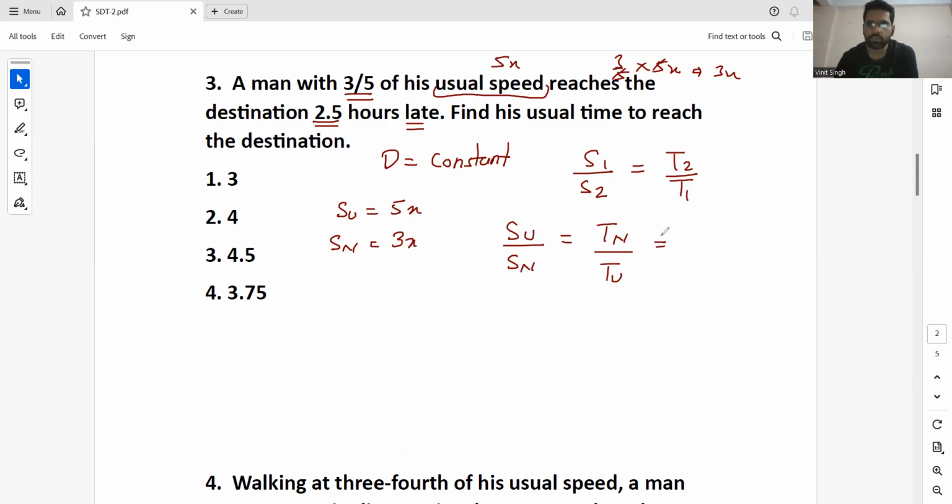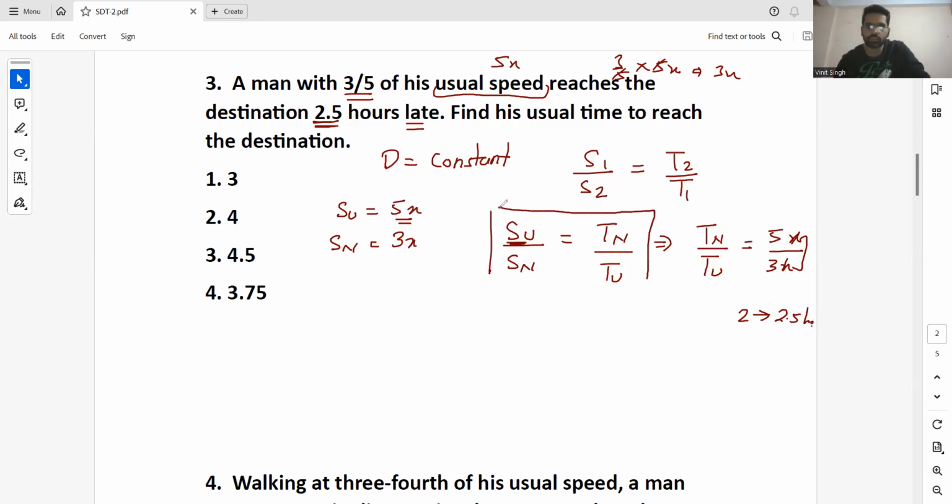Now, Tn upon Tu is equal to, now this one, usual speed, how much? 5x. New speed, 3x, x cancel. The difference of their time is 2. This 2 units is equal to 2.5 hours. Getting my point? Here is the ratio.